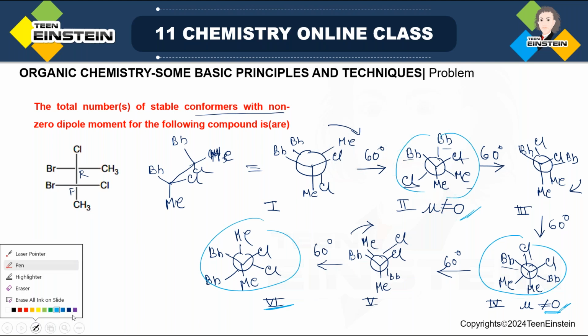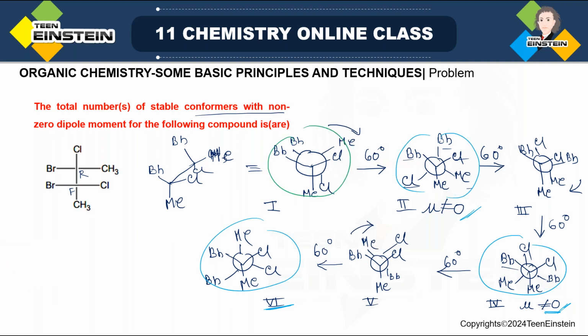But the other three, just let me use a different color. The other three, the green ones, are not staggered, so that is why they will not be stable. So only the blue three you have to consider. So the answer will be 3.